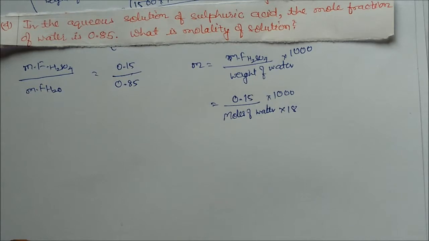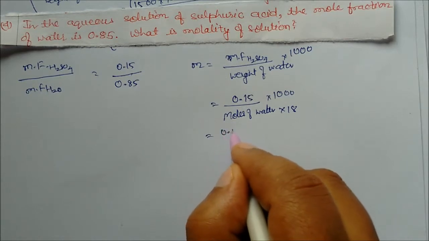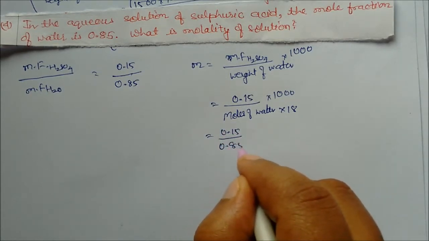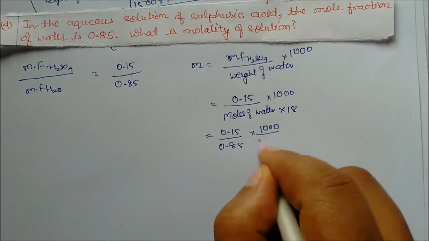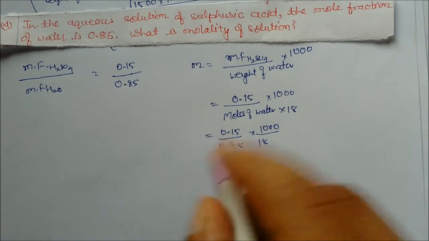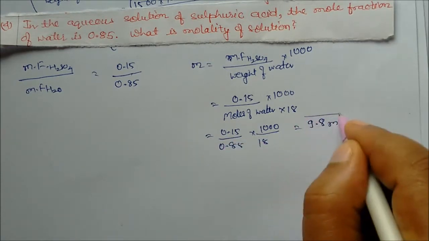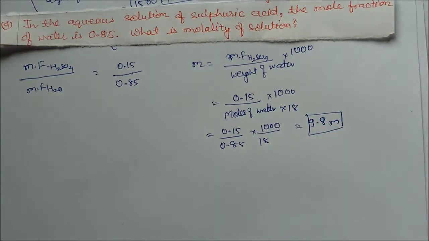So on solving, you get 0.15 divided by the moles of water, 0.85, multiplied by 1000 by 18. On solving, you get 9.8 molality. So this is the molality of the solution.